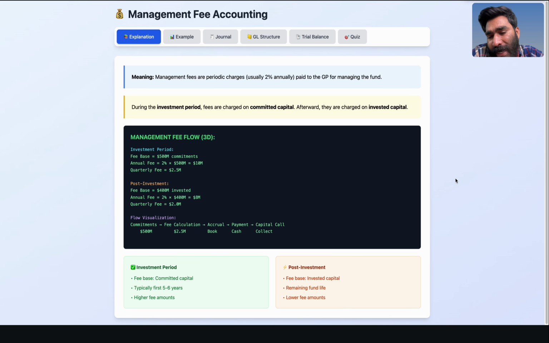All right. So now let's quickly summarize. During the investment period, the fee base would be committed capital, typically for the first 5 to 6 years, with higher fee amounts. Post investment, the fee base would be invested capital for the remaining fund life, with lower fees. So you may expect questions in your interview process, so you should know it. How do we calculate management fee in private equity, real estate funds, or venture capital funds, etc.